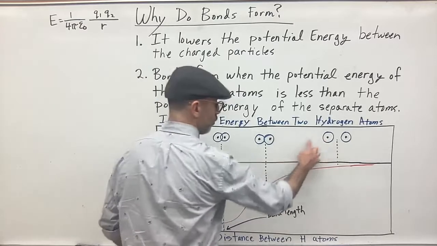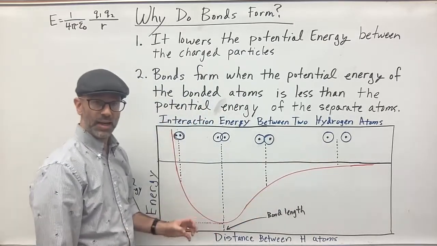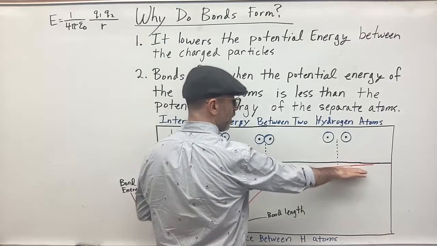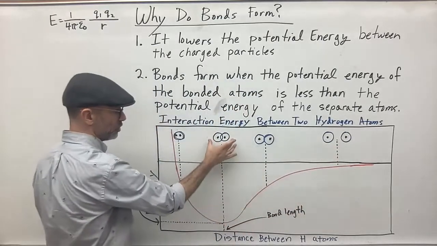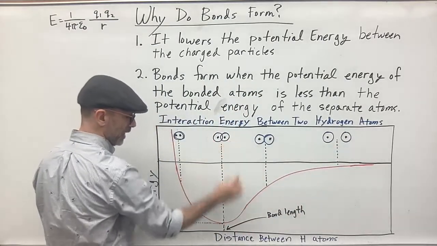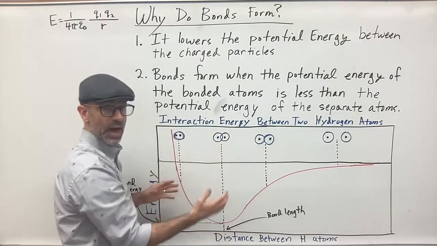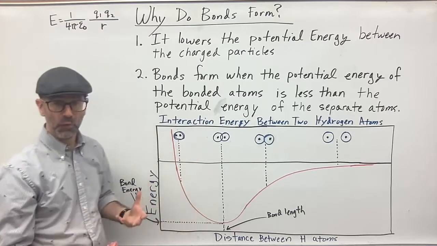So this is your energy diagram. This is showing that if the energy of the separated atoms is higher than the potential energy of the atoms together, as we see here, then bonds are going to form rather than not form. Okay, so that is why bonds form.